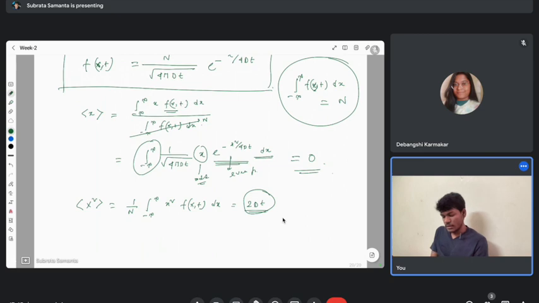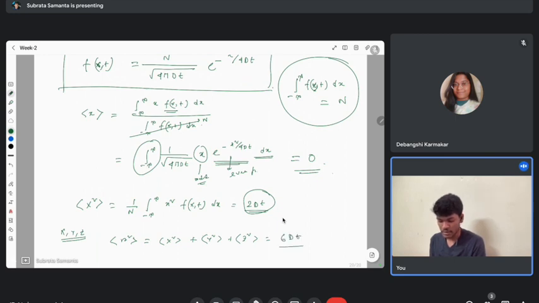Similarly, if you consider three-dimensional motion, let's say x, y, and z, and all the directions of motion are independent, so you calculate the r square average: 2 D t plus 2 D t plus 2 D t. This is actually x square average plus y square average plus z square average because they are all independent, and each is 2 D t, so it is 6 D t. So in 3 dimensions we get the r square average as 6 D t.